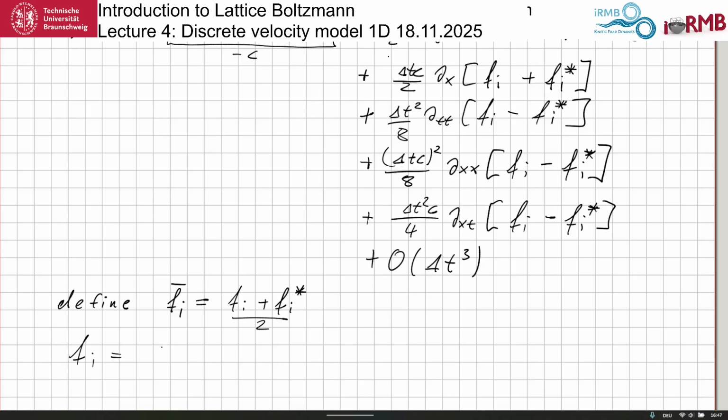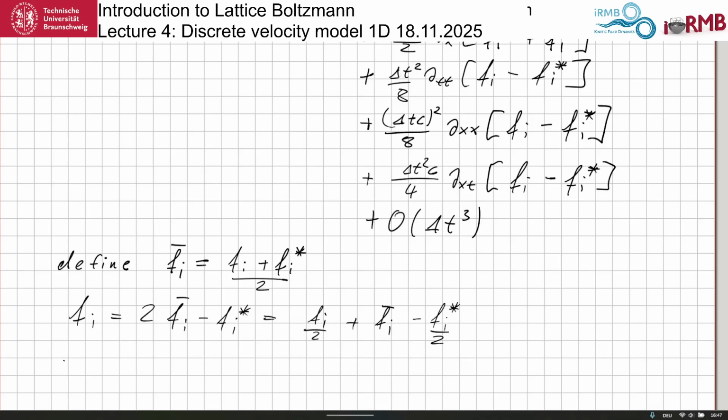Fi is equal to 2fi over bar minus fi after collision. So it's just writing this in a different way. This can be written as fi 1/2 plus fi over bar minus fi asterisk 1/2. This is supposed to make it more symmetric. The reason why we use this comes from this.